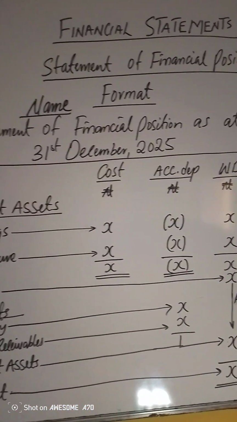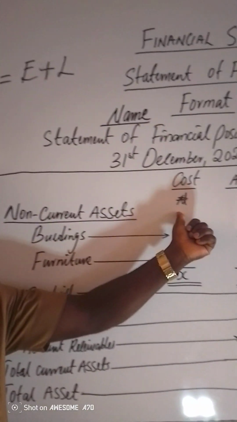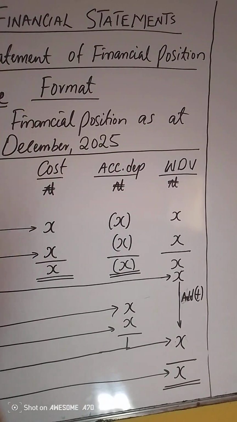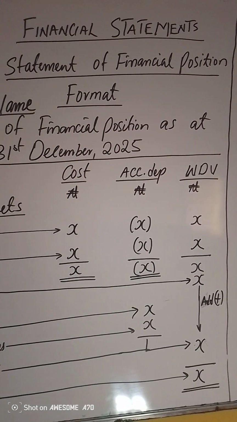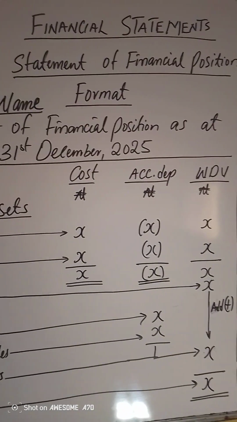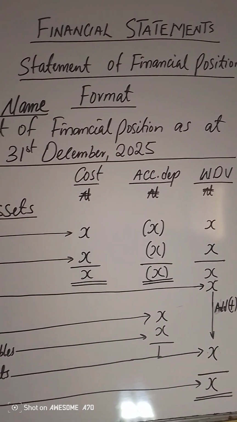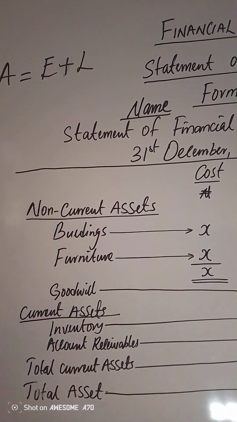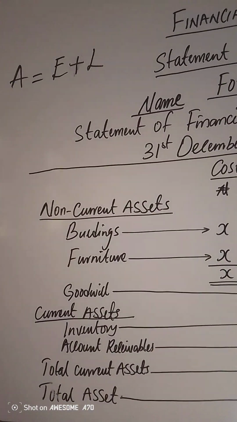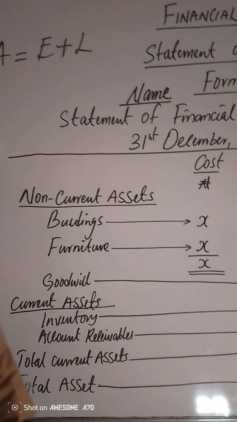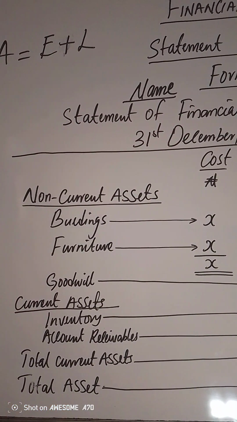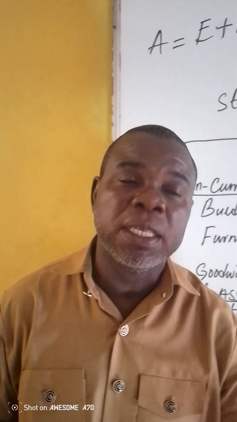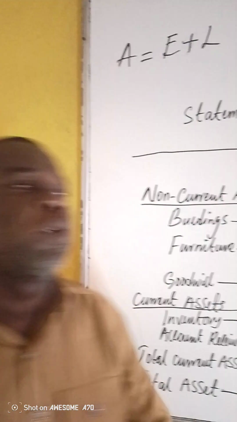Next, you arrange your format. First, you have the cost, the accumulated depreciation, and the written down value, which can also be called the net book value. Then you start with the assets. First, you look at what is called the non-current assets. Non-current assets here are mostly what we call tangible assets. Assets that can be touched, can be seen, can be felt are called tangible non-current assets.